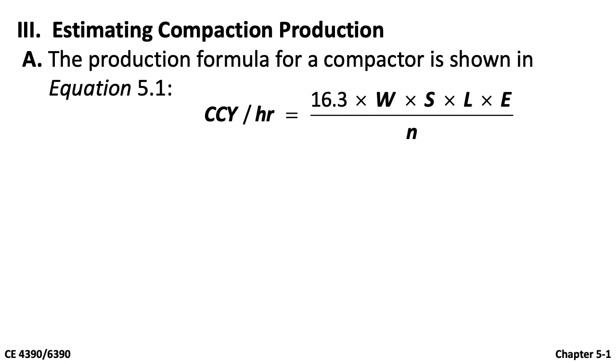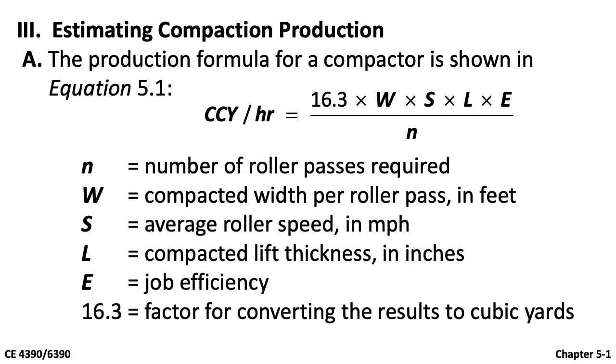Section 3, Estimating Compaction Production. For estimating compaction production, we use equation 5.1 as shown here. Production is measured in compacted cubic yards per hour. In this equation, N is the number of roller passes required. W is the compacted width per roller pass, measured in feet. S is the average roller speed, in miles per hour. L is the compacted lift thickness, in inches. E is the job efficiency. 16.3 is the factor for converting the results to cubic yards.